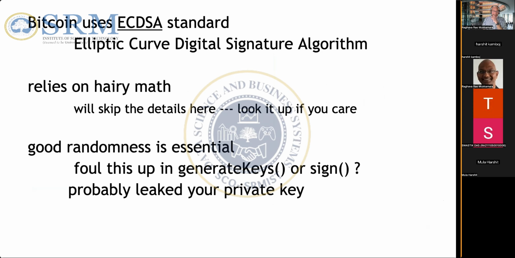Okay, and then it uses elliptic curve cryptography. Is there a question? Okay, and then one important message is that good randomness is essential. The k value should not be small, right? If you choose a small k value, then it is easy for people to guess it.